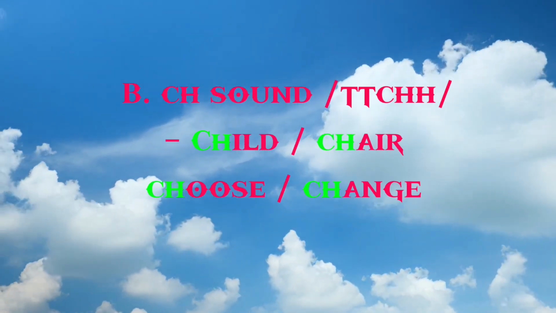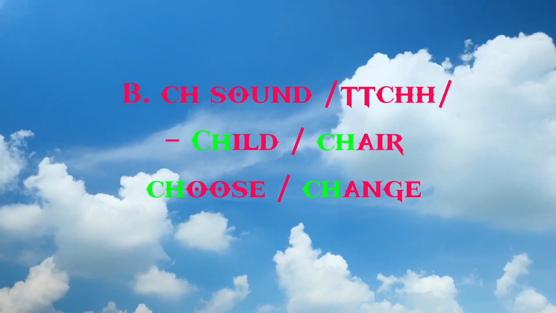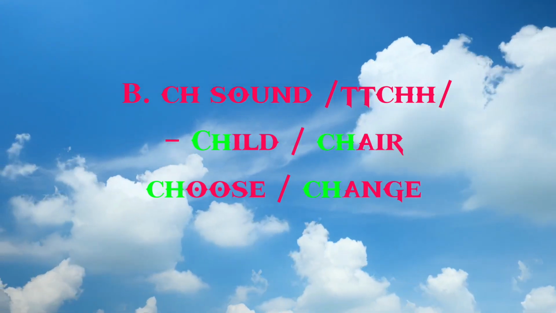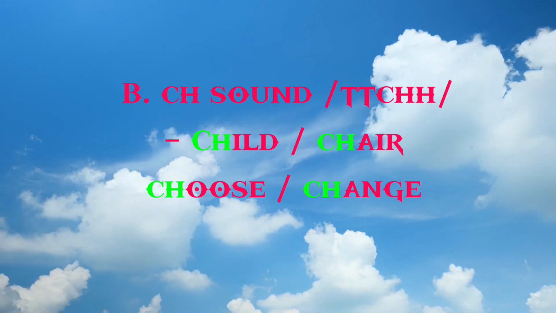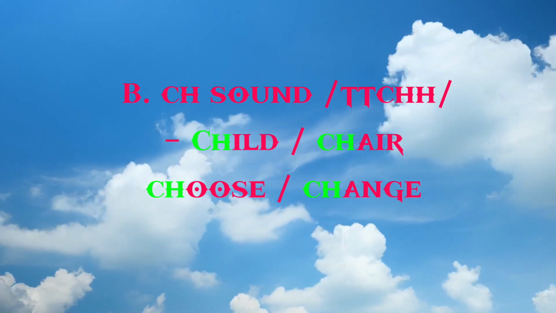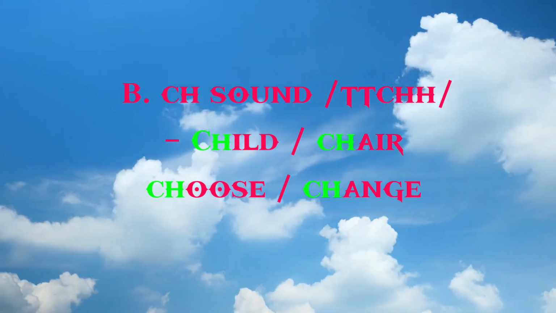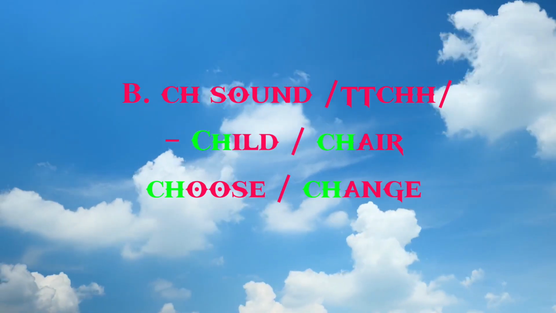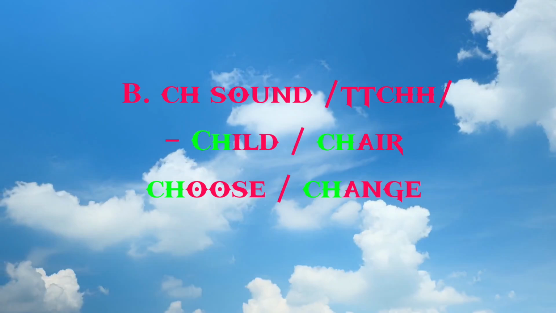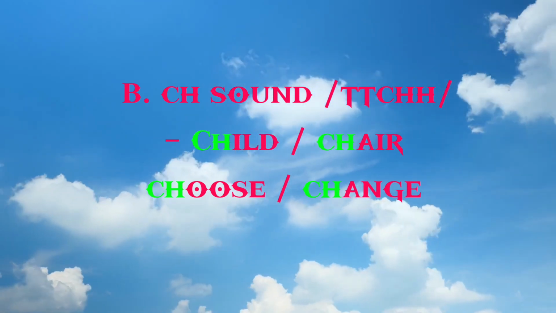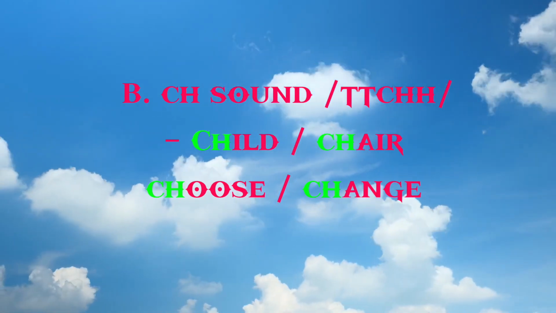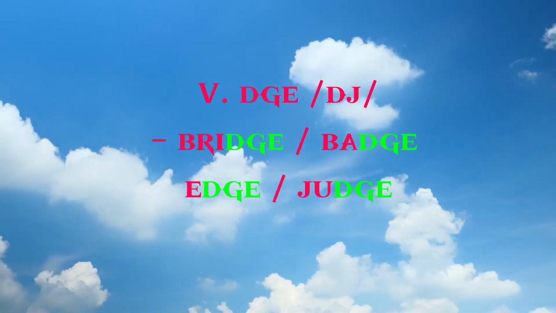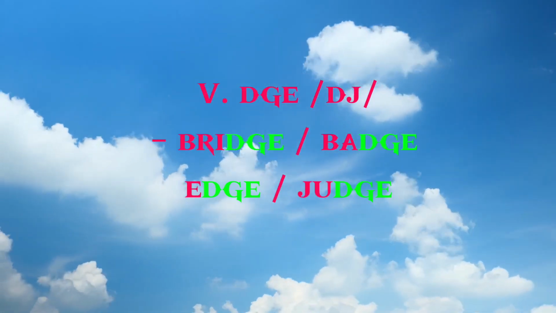All right, okay, now we move to part B, the sound of CH. As in the examples of child, chair, the verb choose, another verb change. So, the sound CH, we pronounce it ch. SH, we pronounce it sh. And CH, ch. Okay? All right, now we move to another group of letters.